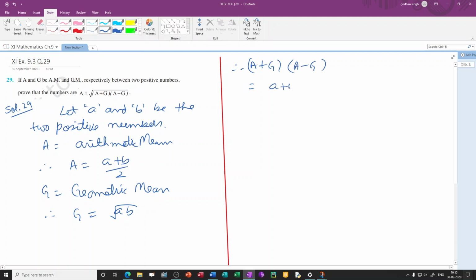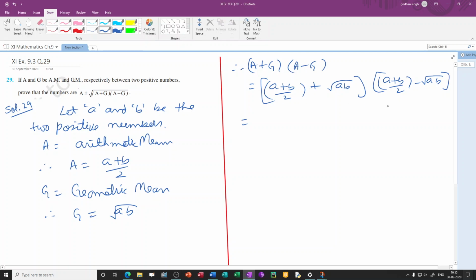plus, can take it as root AB, and A minus G we can take as A plus B by 2 minus square root of AB equal to, now here itself if you want you can use x plus y into x minus y is x square minus y square and then solve it, or you can put the values first and then solve it.